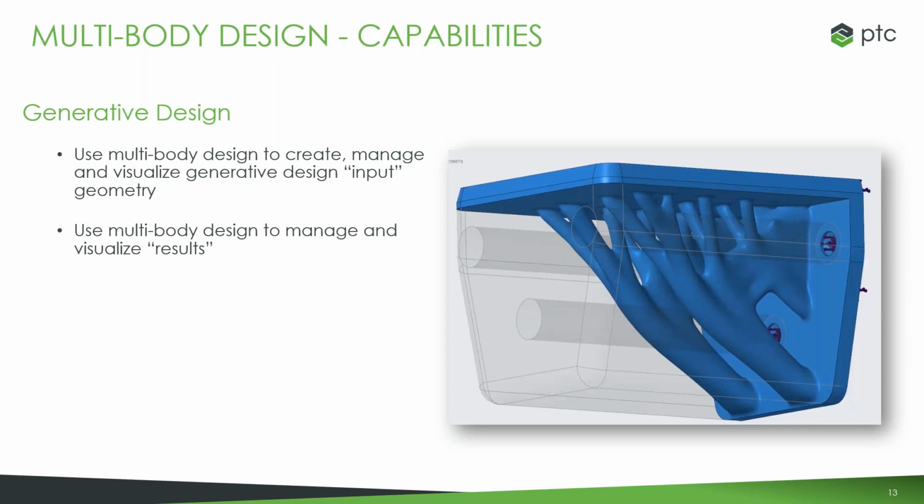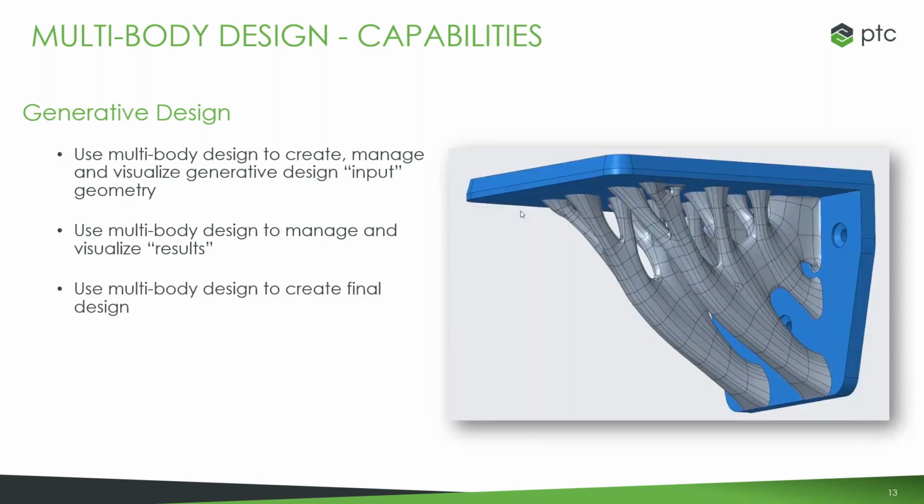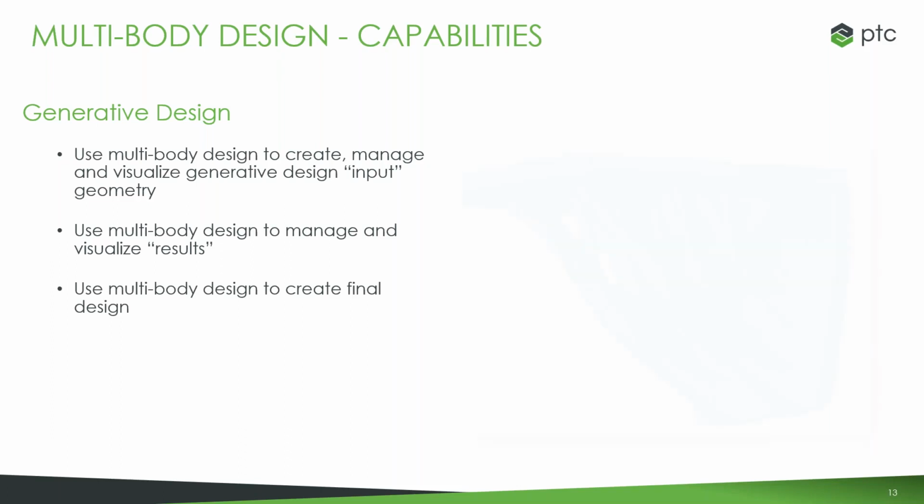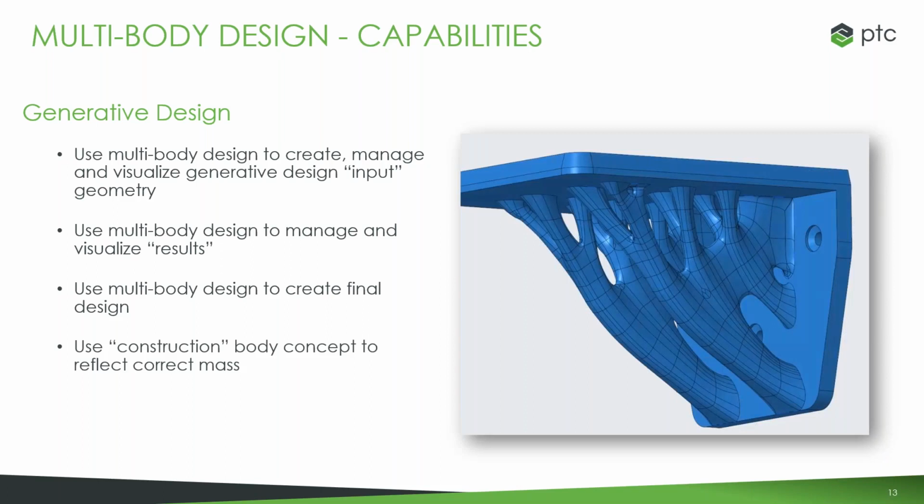The autonomously generated result can also be treated as a body. And when you recreate the model as B-rep geometry, that can also be managed as a body, and you can merge the preserved body with the generative designs. Again, you can use construction bodies to reflect the correct masses if you like. Some of those bodies can be considered construction bodies, and they won't be considered for mass properties.